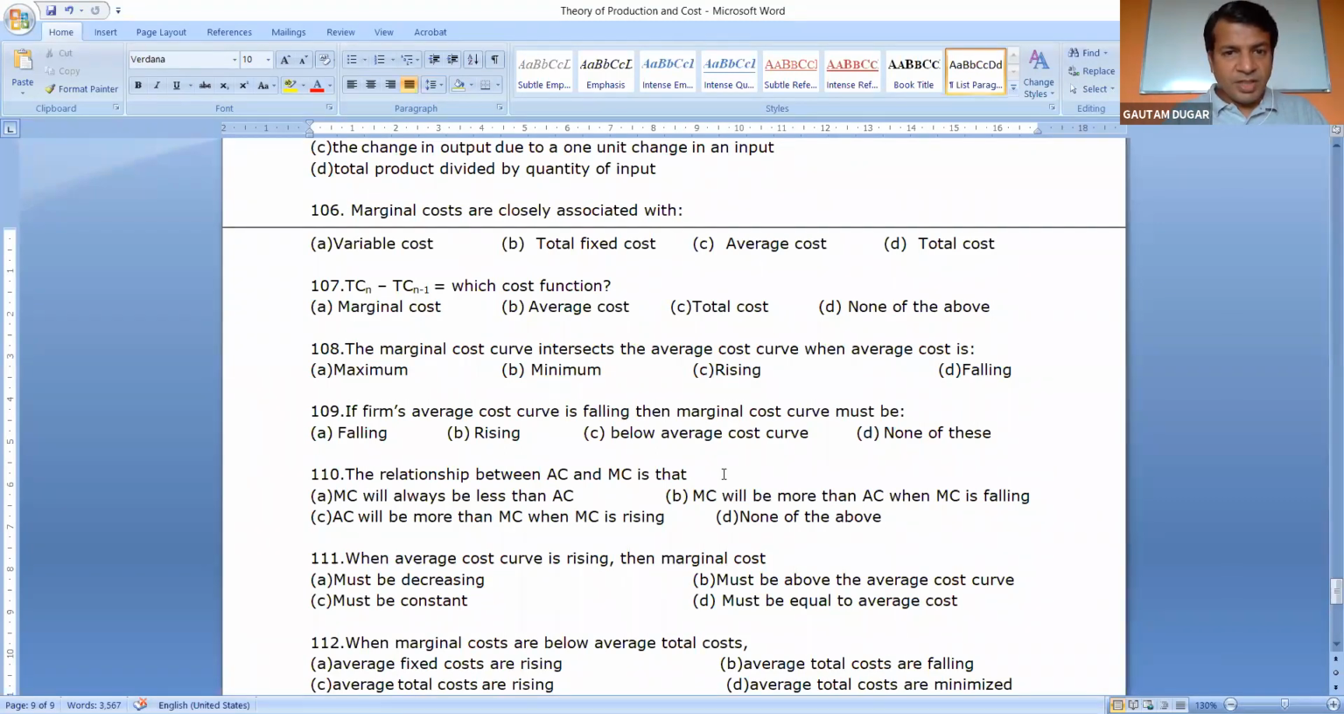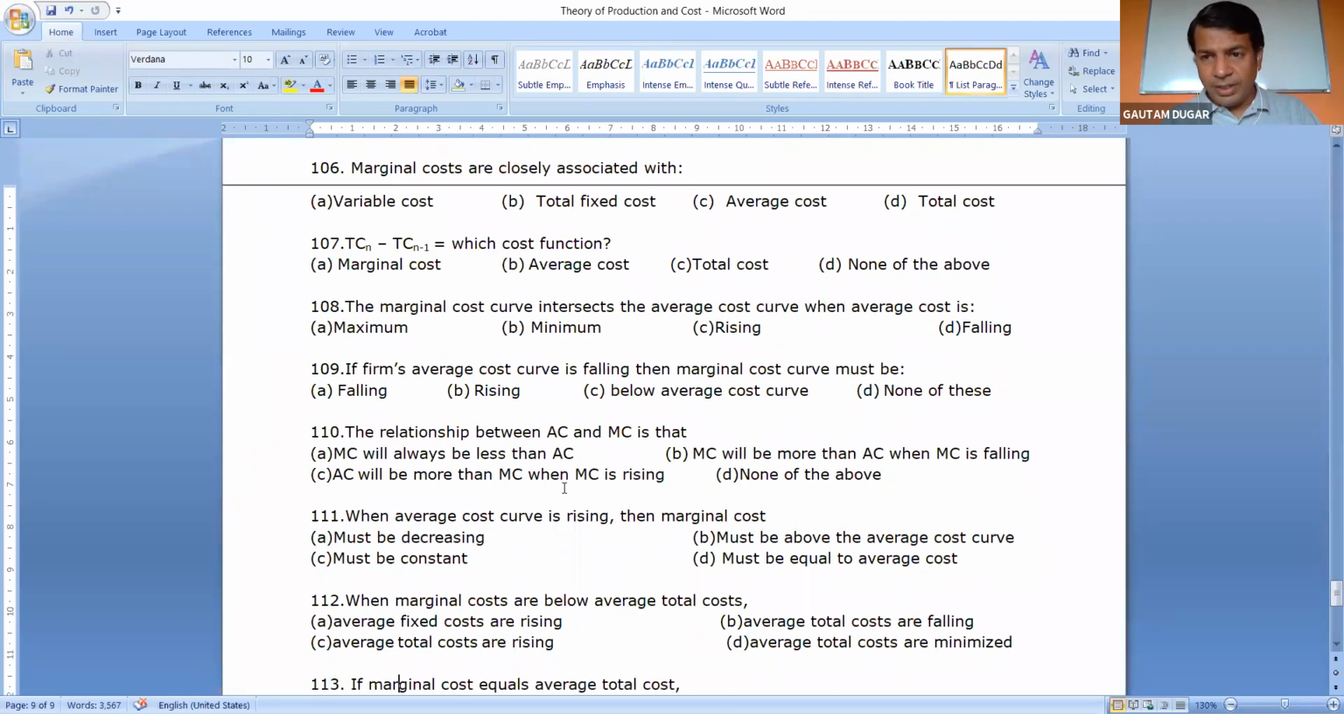108. The marginal cost curve intersects the average cost curve when the average cost curve is at its minimum. That's the right answer. 109. If the firm's average cost curve is falling, then the marginal cost curve must be below the average cost curve.